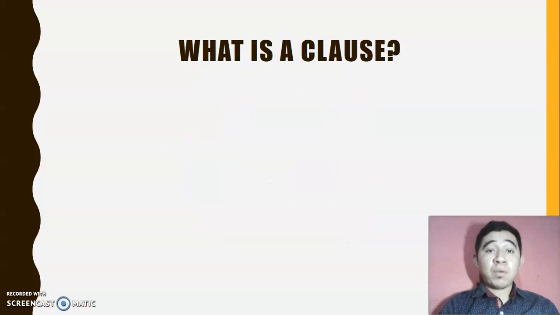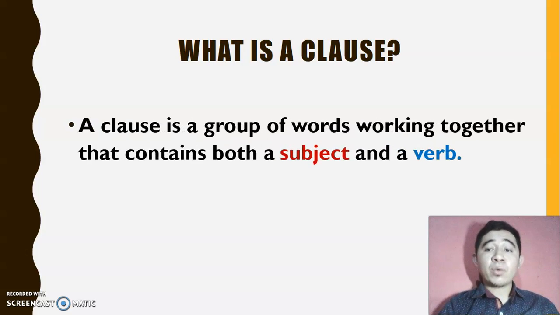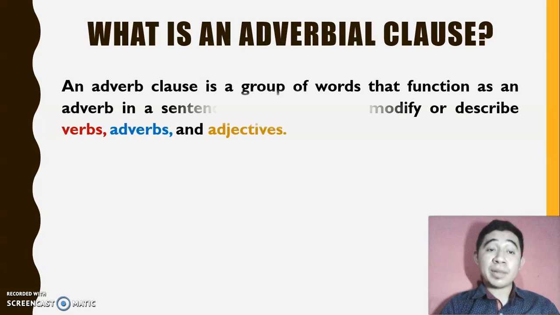Hello, today I am going to explain adverb and noun clauses. So first, let's define what a clause is. A clause is a group of words working together that contains both a subject and a verb. So you have to keep in mind both elements in order to identify a clause. But let's talk about the main topics and define what an adverbial clause is.